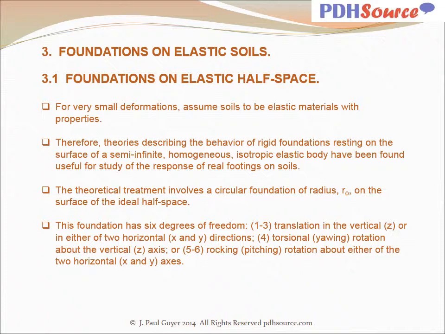The theoretical treatment involves a circular foundation of radius r sub o on the surface of the ideal half space. This foundation has 6 degrees of freedom: 1 through 3 translation in the vertical z or in either of 2 horizontal x, y directions, 4 is torsional or yawing rotation about the vertical z-axis, and 5 and 6 are rocking or pitching rotation about either of the 2 horizontal x, y axes.